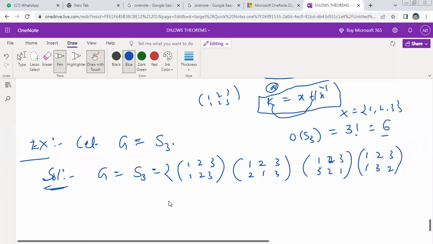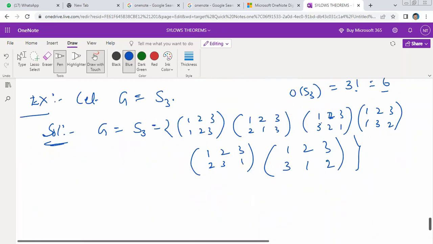Then another one: 1 goes to 2, 2 goes to 3, 3 goes to 1. Another one is the reverse order: 1 goes to 3, 3 goes to 2, 2 goes to 1. So there are 6 possibilities. The first is called the identity permutation I.